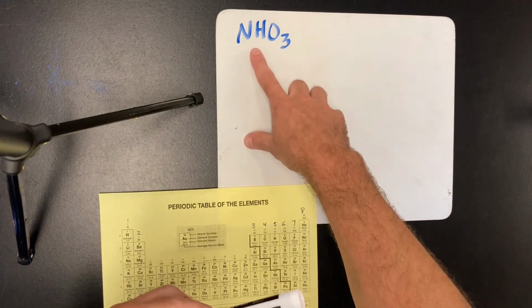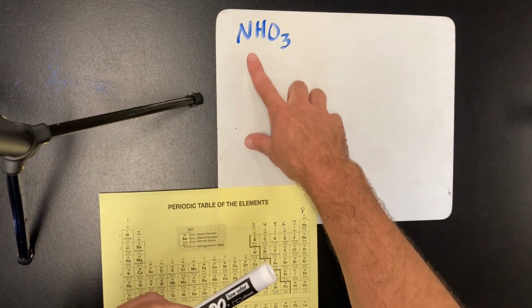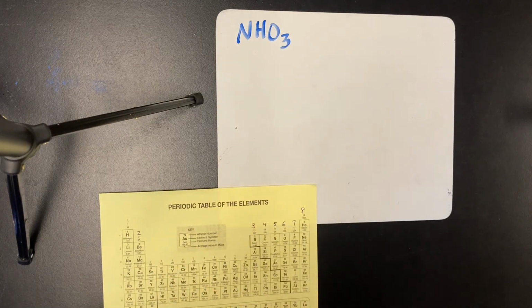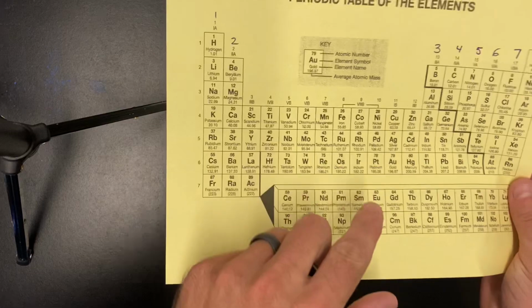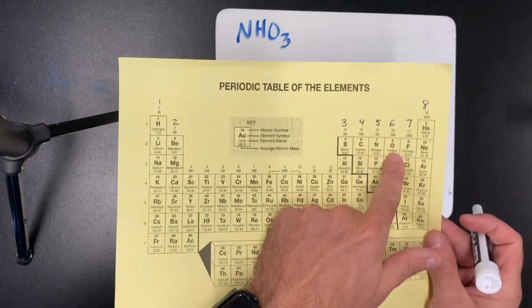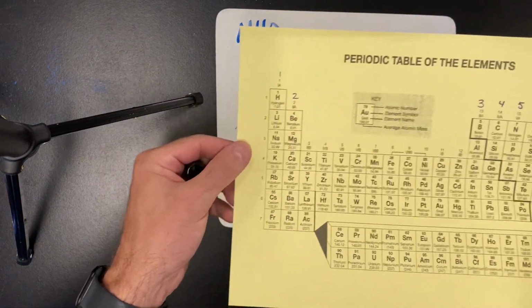Now this one's tricky because it really will only work one way. I'll show you what I'm talking about in a second. So first step, we know that this is a covalent bond because nitrogen, oxygen, and hydrogen are all non-metals, okay?